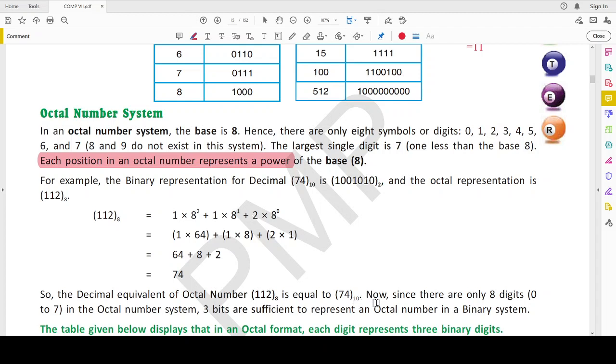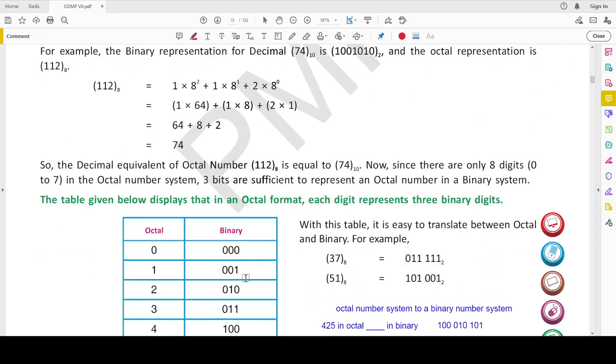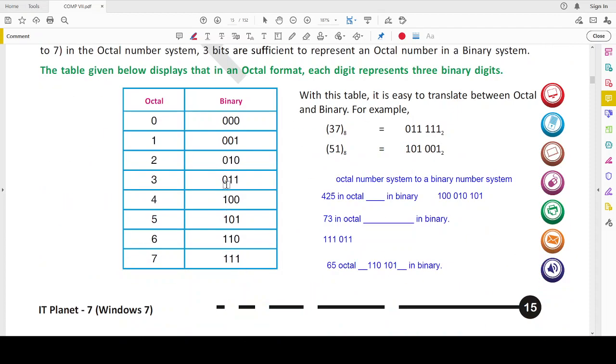Right? Now, since there are only 8 digits, 0 to 7, in the octal number system, 3 bits are sufficient to represent an octal digit in a binary system. See, 3 bits are used. Can you see? 3 bits: 1, 2, 3. 3 bits are sufficient to represent an octal digit.